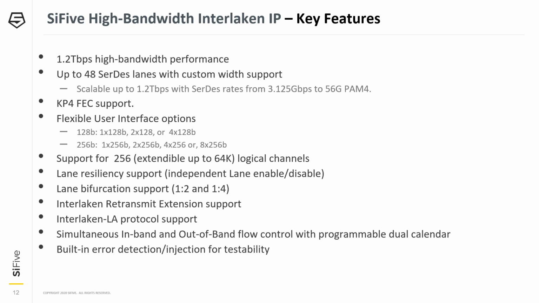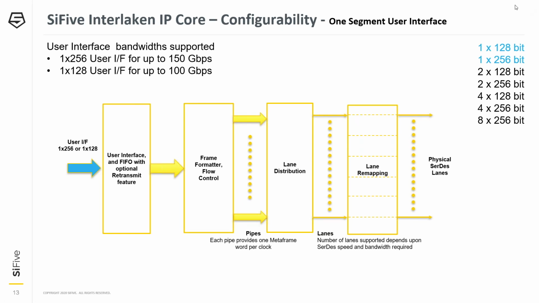We have lane resiliency support with independent lane enable and disable feature, lane bifurcation support, Interlaken retransmit extension support, and Interlaken look-aside protocol support. We support simultaneous in-band and out-of-band flow control with programmable dual calendar, and built-in error detection and injection capability for testability. Now let's look at the block diagram.